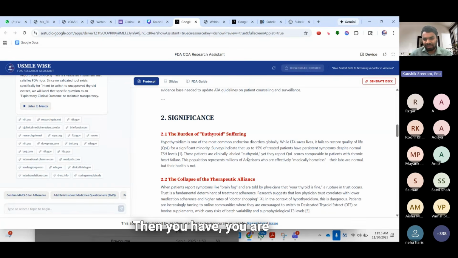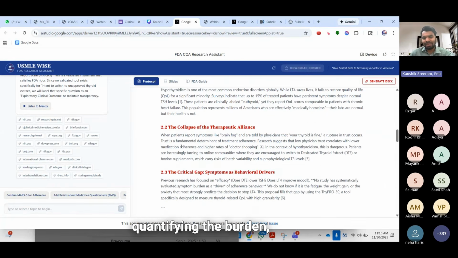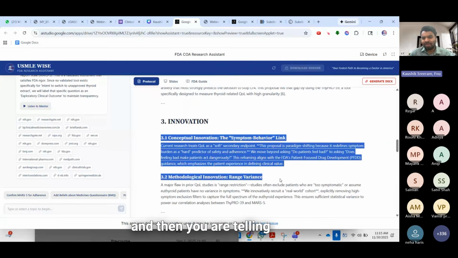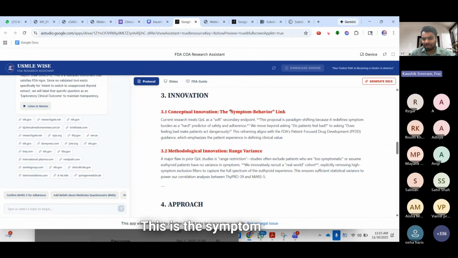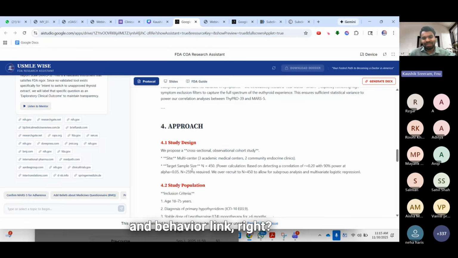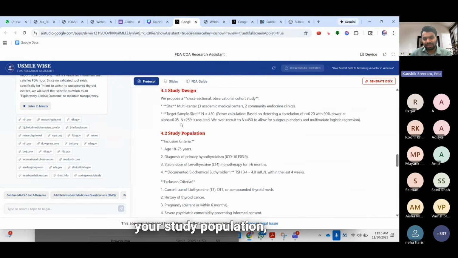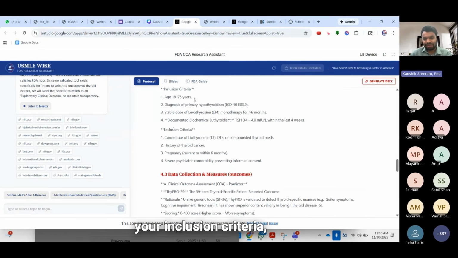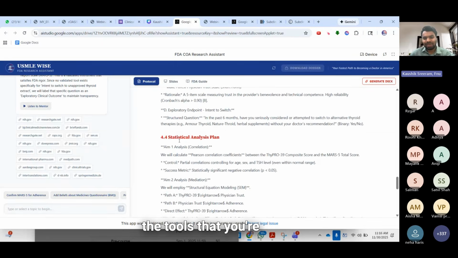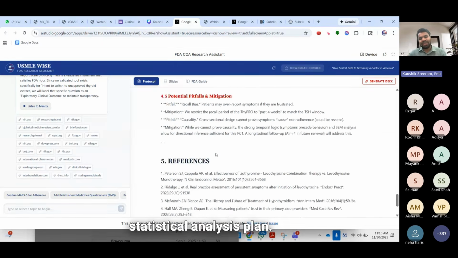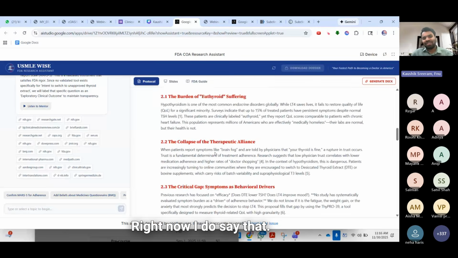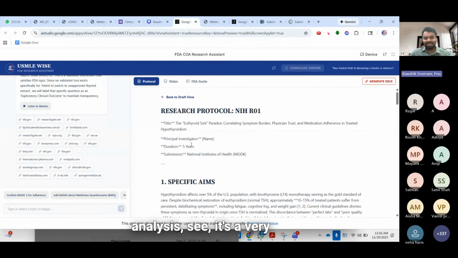Then you are quantifying the burden, and then you are telling what the innovation is. This is the symptom and behavior link, right? And then you have your study population, your inclusion criteria, the tools that you're going to use, and the statistical analysis plan, right? Now, I do say that for statistical analysis, it's a very simple problem, right?